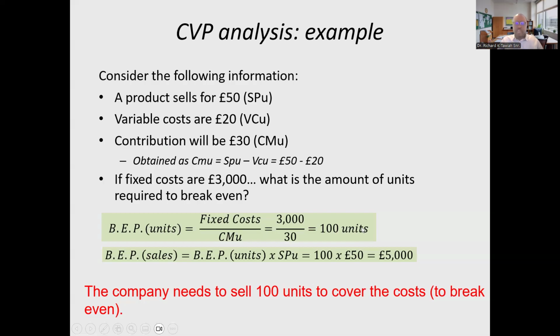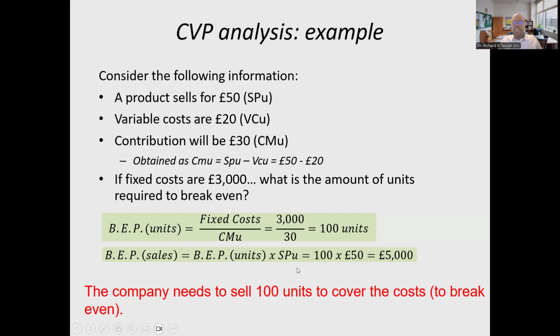If you like, do this simple analysis. Multiply 100 by the selling price per unit, you get 5,000. Multiply 100 by the 20, you get what? 2,000. Subtract 2,000 from the 5,000, you get 3,000. That's the contribution margin or total contribution. So that 3,000 minus the fixed cost, 3,000, you get zero. Right. So that's it.